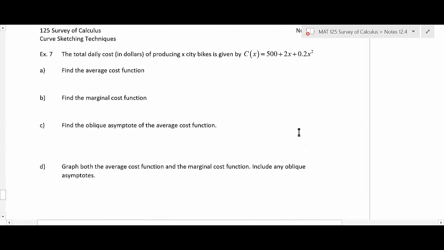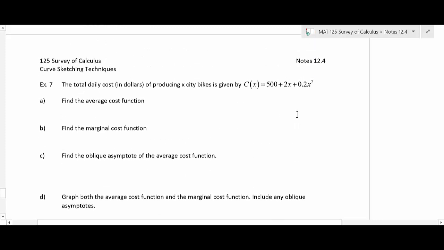Okay, let's put this together in one problem here. I'm giving you a cost function on this problem, so we're going to find the average cost function. How do you find an average cost function? Divide by x. Good. Okay, so we got c bar of x. That's the notation.